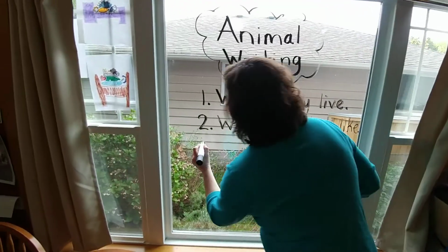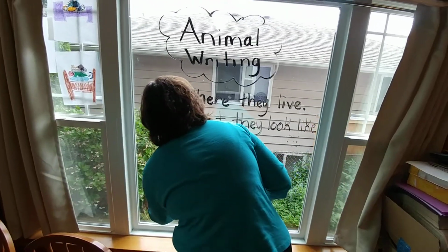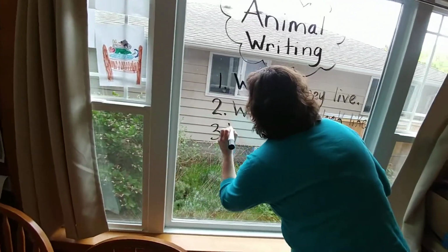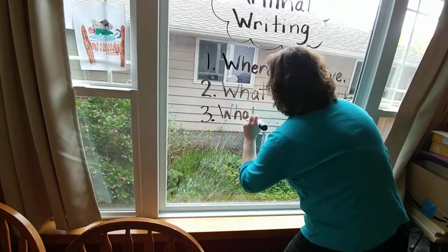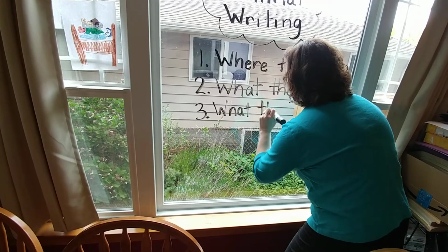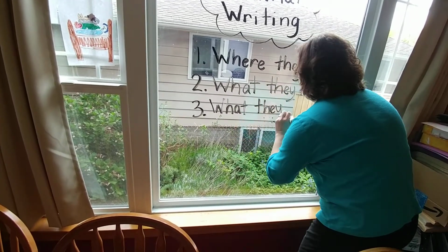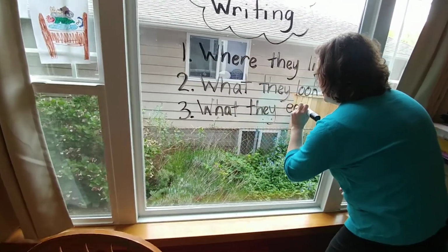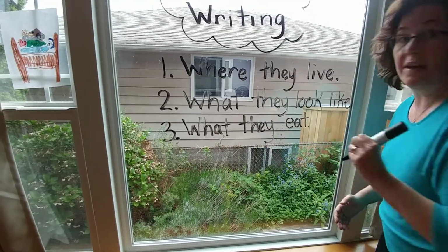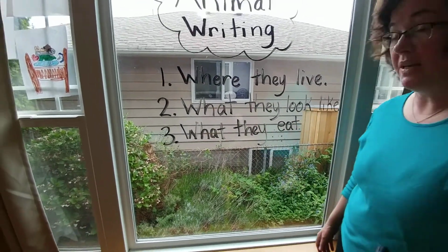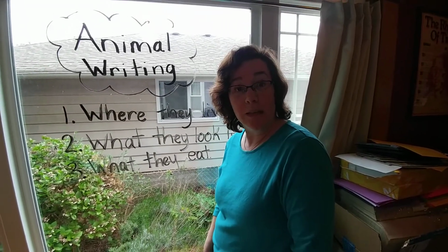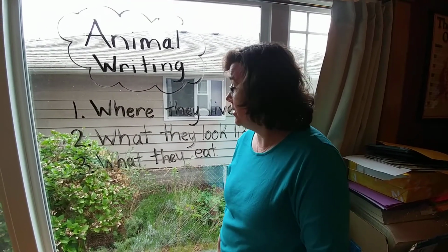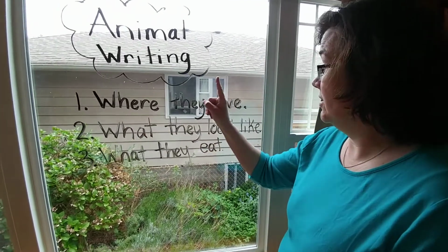The third thing we need for our animal writing is what they eat. What food do they eat? Do they eat berries? Do they eat meat? Do they eat leaves? What does the animal eat? Do they eat other fish? What do they eat?